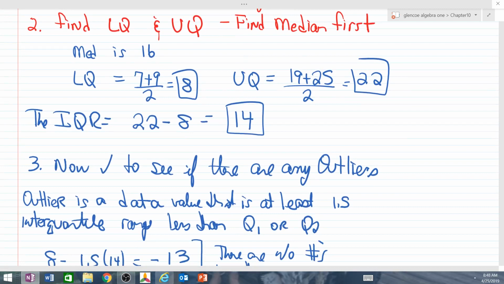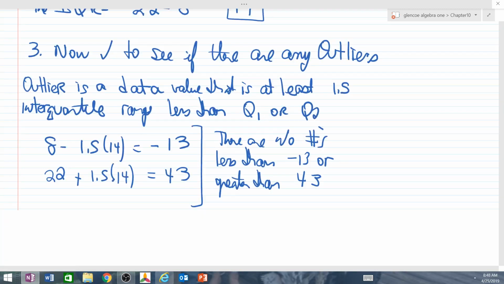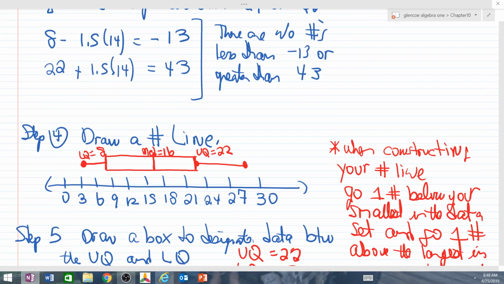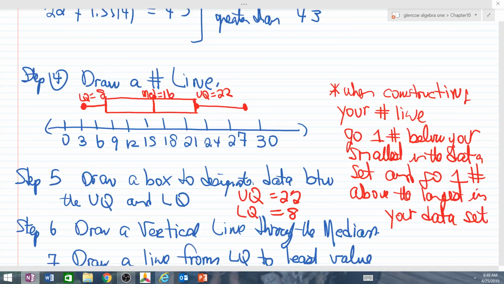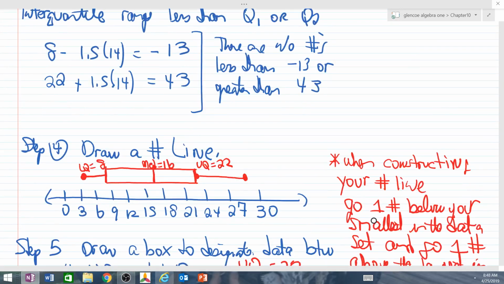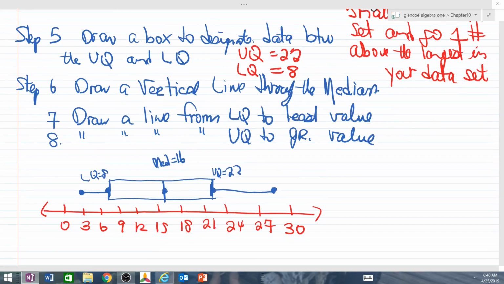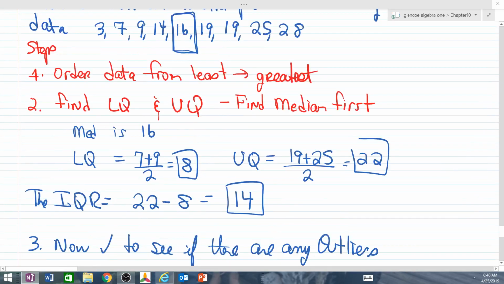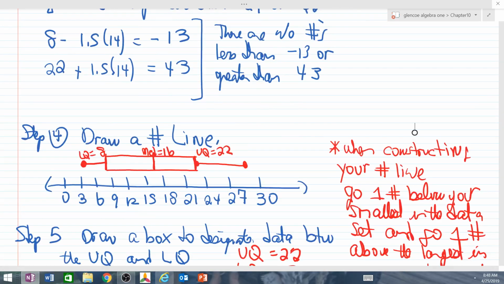Now, check to see if there are any outliers. We are going to skip that part. Now draw a number line. The rule of thumb that I gave you in red was to always construct your number line and make sure that you are providing one number below and one number above. I apologize for those of you that are watching. I'm really not sure what's happening here. Okay, and so we constructed our number line, and instead of starting with 3 and ending with 28, we started with 0 and ended with 30.